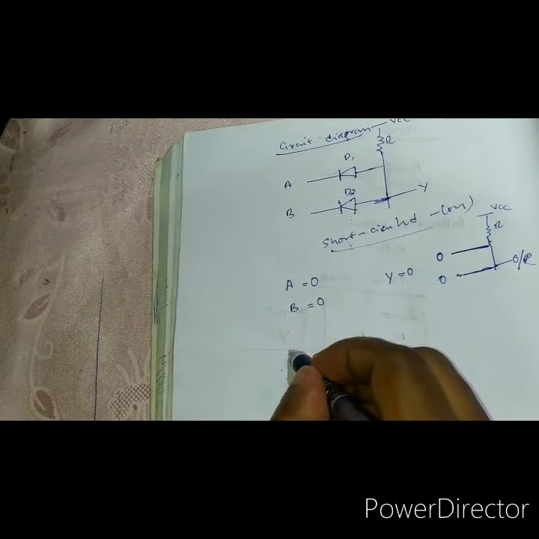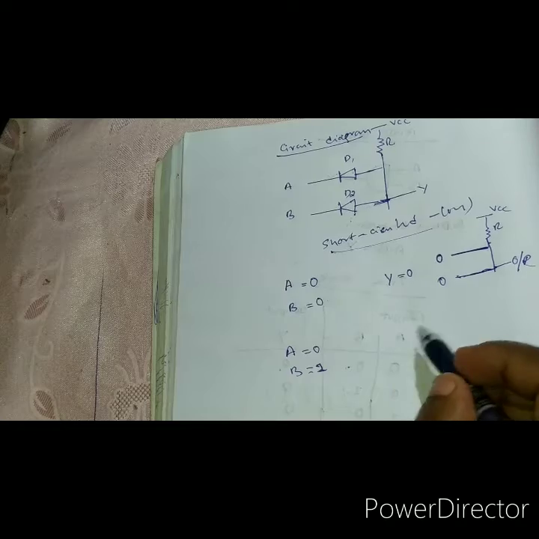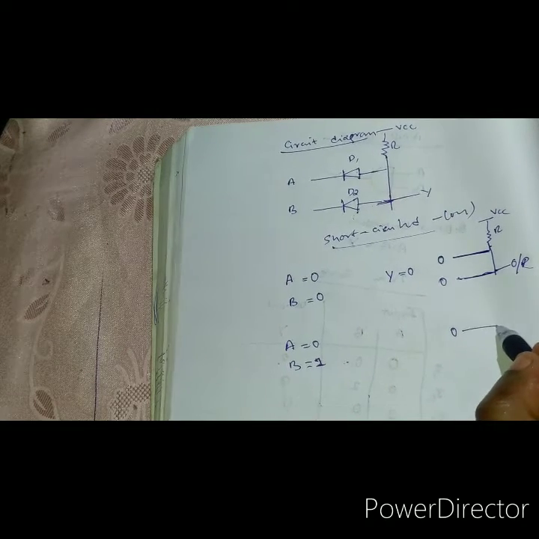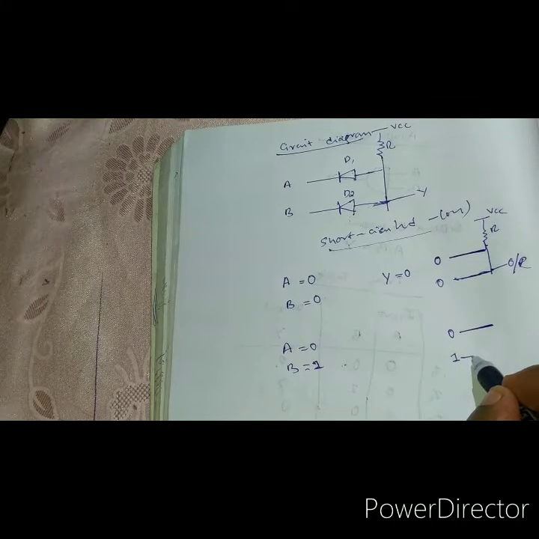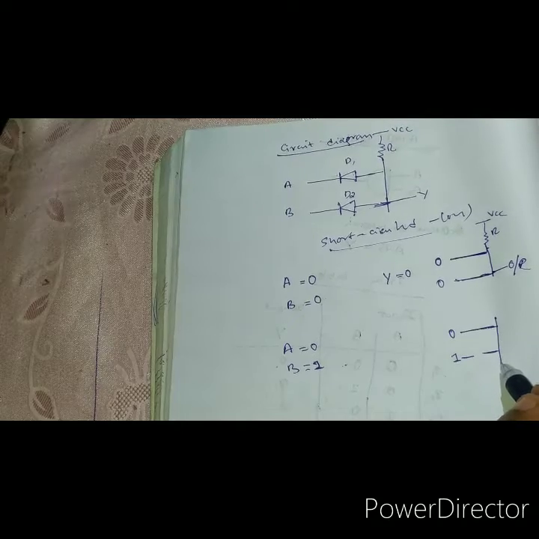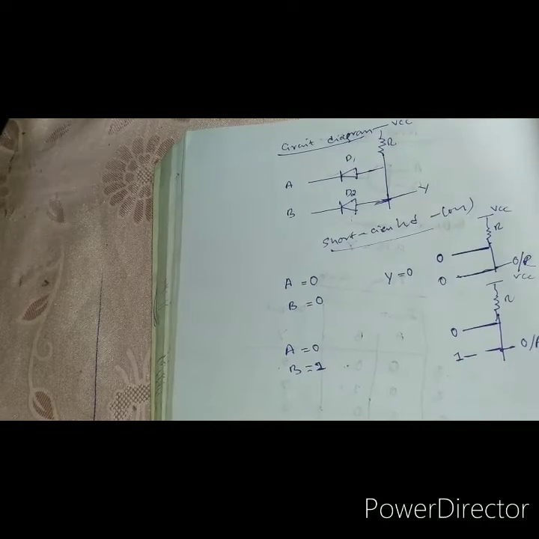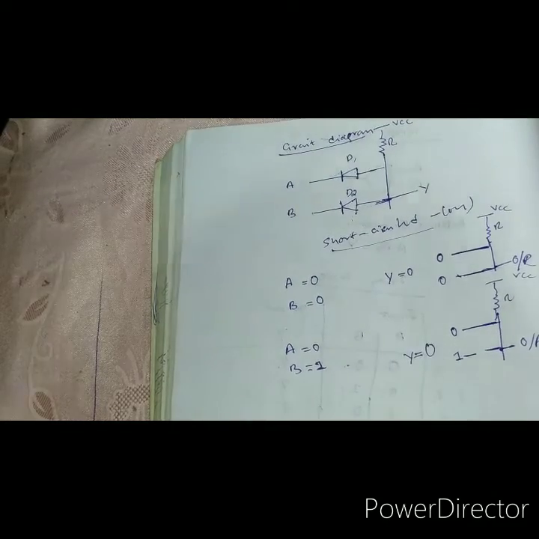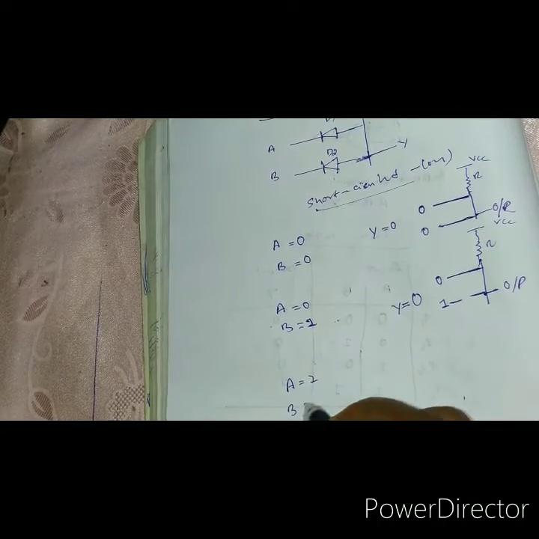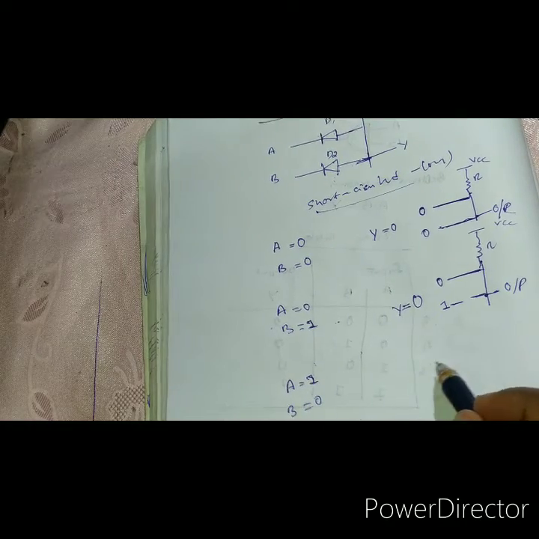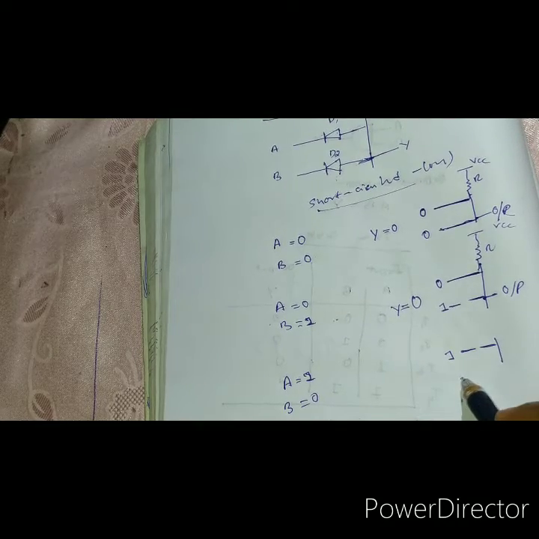Now again, considering A is equal to 0 and B is equal to 1, so A is low, which means 0, and 1 is open circuited, and this is the output. So here Y is also 0. Again, considering A is 1 and B is 0, it means 1 is open, and 0.